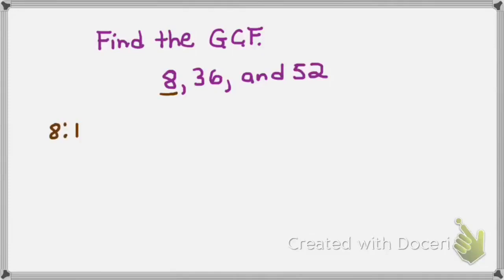We always start with 1. Its partner is itself, 8. Does 2 work? Well, it's an even number, so it has to. 2 times 4 equals 8. Does 3 work? No. Does 4 work? 4 is already there.